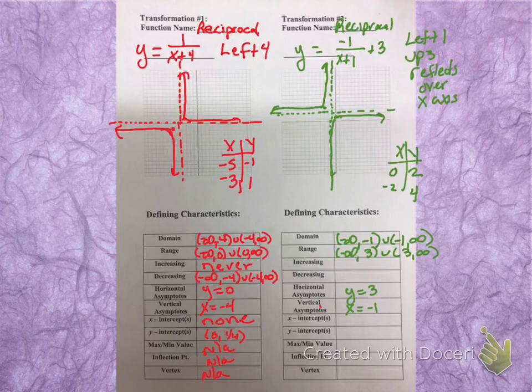But look at what happened when we reflected it over. Is this graph increasing or is it decreasing? So if I follow the graph from left to right, it's going up here. And from left to right, it's going up there. So this graph now, since I reflected it over the x-axis, is always increasing, which means it's increasing on its domain. So it's increasing from -∞ to -1, union -1 to infinity. And this graph is never decreasing.